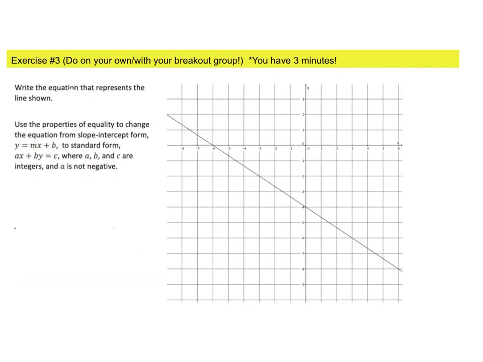All right, for exercise 3, instead of doing it with your breakout group, I want you to try it on your own. So please write out your equation, and after you have your equation, please turn it into standard form. Okay, take a couple minutes to do this.